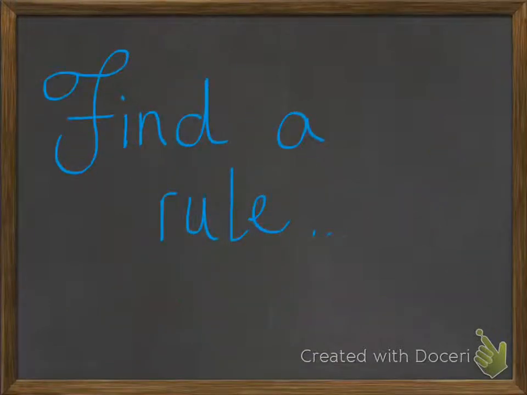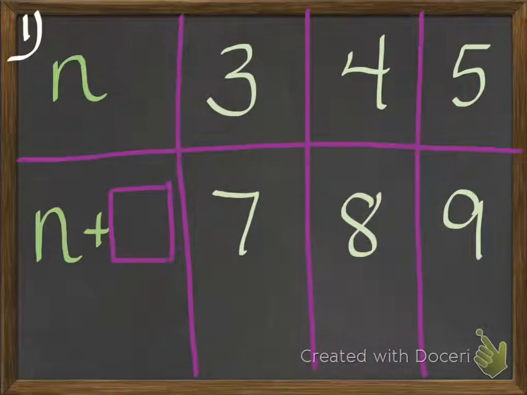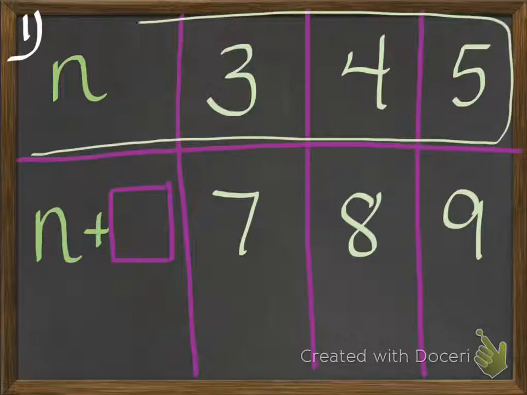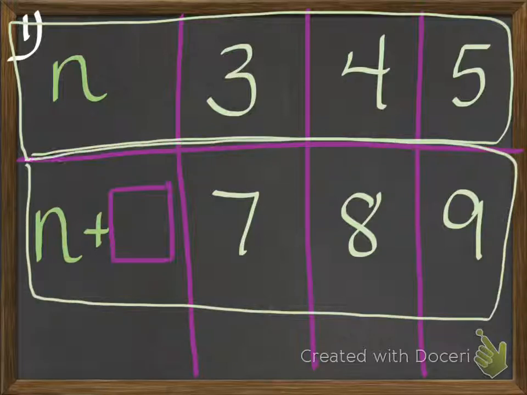Let's practice a few. So we're going to find a rule. You're going to make a rule like we just did, like Q minus 10, or X plus 3, or R times 5. Whatever it might be, you're going to be finding a rule and making the rule. Okay? So first one, we have n. Everything on the top is n. Okay, remember n can change. Obviously it changes. We got 3, 4, and 5. And then down in the bottom row we have n plus something, and we're going to see how the relationship changes.